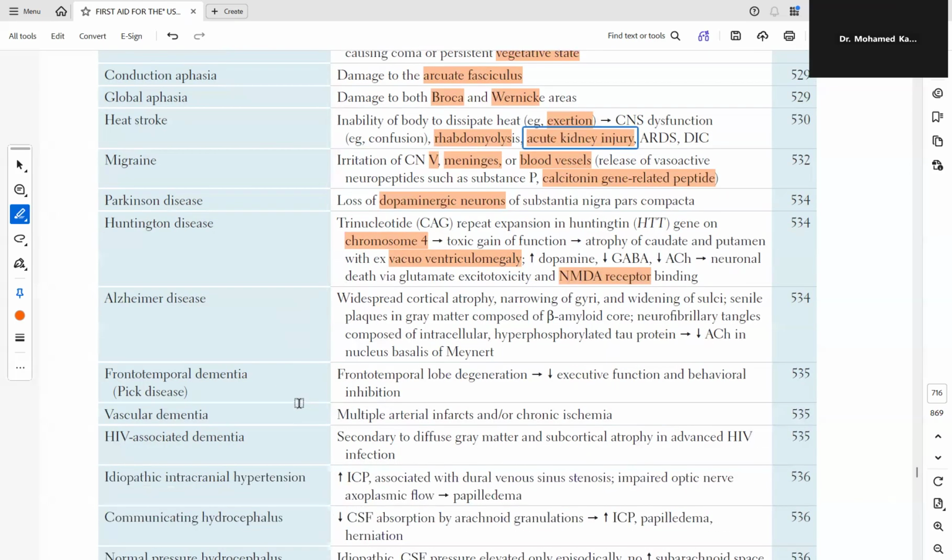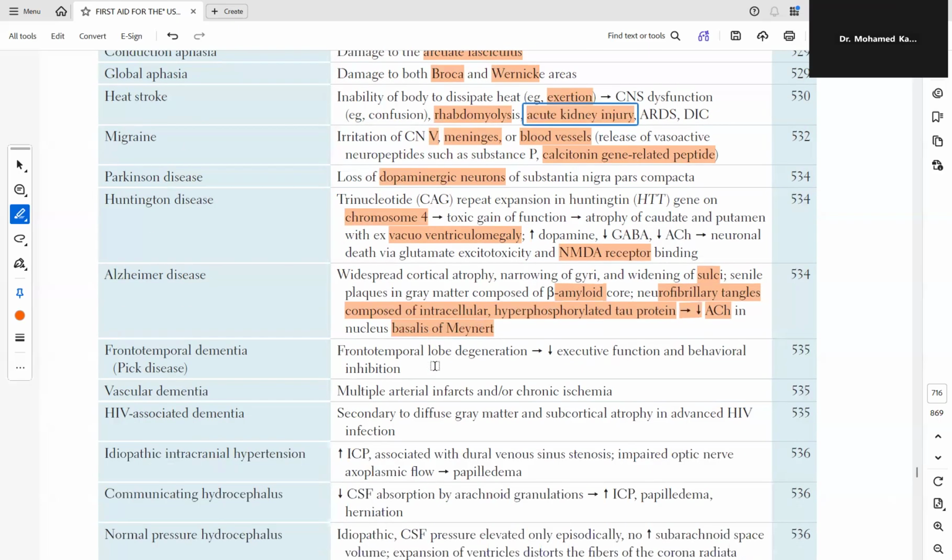Alzheimer disease: widespread cortical atrophy, narrowing of gyri and widening of sulci. Senile plaques in gray matter, composed of a beta amyloid core. Neurofibrillary tangles, composed of intracellular hyperphosphorylated tau protein. Reduced acetylcholine in the nucleus basalis of Meynert.